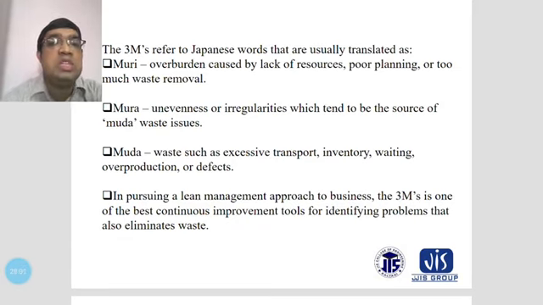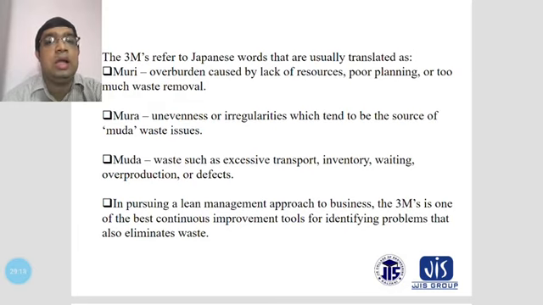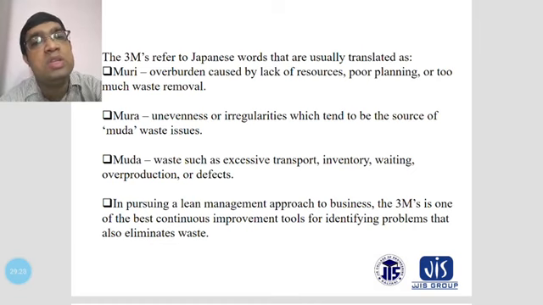In pursuing a lean management approach to business, the 3 Ms are one of the best continuous improvement tools for identifying problems and eliminating waste. Always remember that when waste is eliminated, your products are good, and the business generates revenue properly.